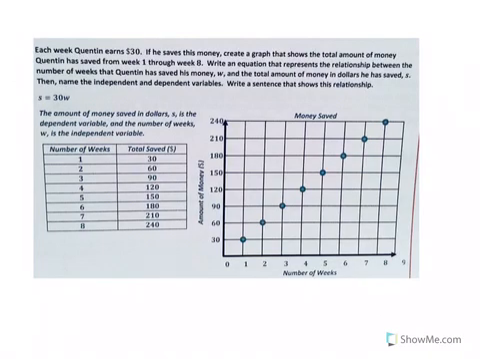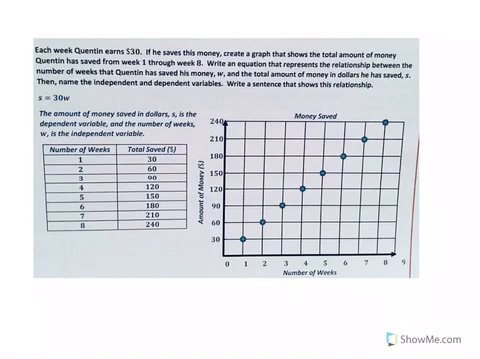Okay, let's look at another example. Each week, Quentin earns $30. If he saves this money, create a graph that shows the total amount of money Quentin has saved from week 1 through week 8. I've gone ahead and given that to you here. Write an equation that represents the relationship between the number of weeks that Quentin has saved his money, W, and the total amount of money in dollars he has saved. Name the independent and dependent variables. Write a sentence that shows this relationship.